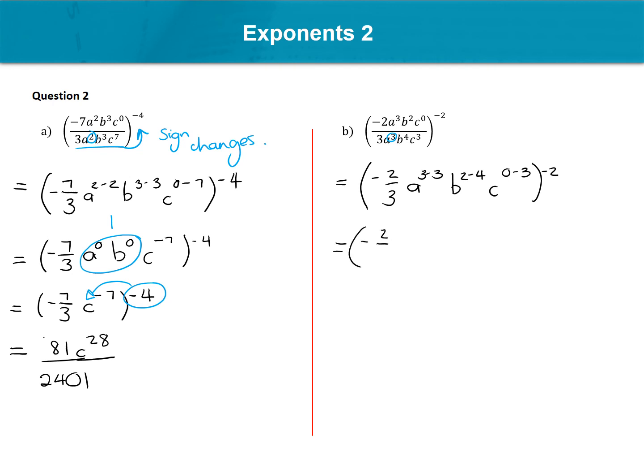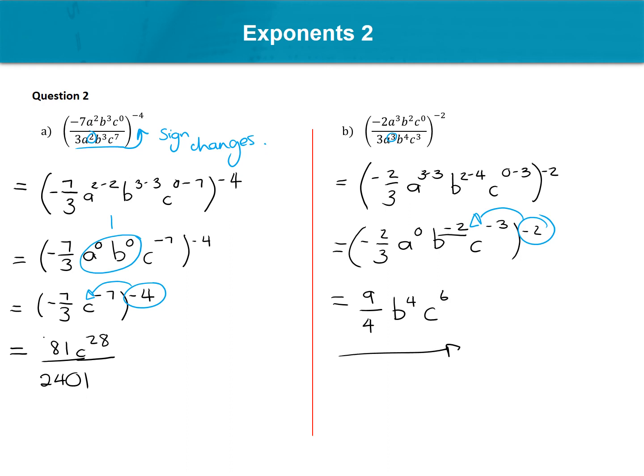We have minus 2 over 3 in the brackets, a to the power of 0 because 3 minus 3 is 0, b to the power of minus 2 because 2 minus 4 is minus 2, and c to the power of minus 3, all raised to the power of negative 2. So now we can take our exponent here and put it inside the bracket. And when we take exponents and raise them to a power, we multiply them. So minus 2 over 3 raised to the power of negative 2 gives you 9 over 4. A to the power of 0 is 1, so we can leave that. B to the power of negative 2 times negative 2 gives you b to the power of 4. And c to the power of minus 3 times minus 2 gives you c to the power of 6. And that's also your final answer.